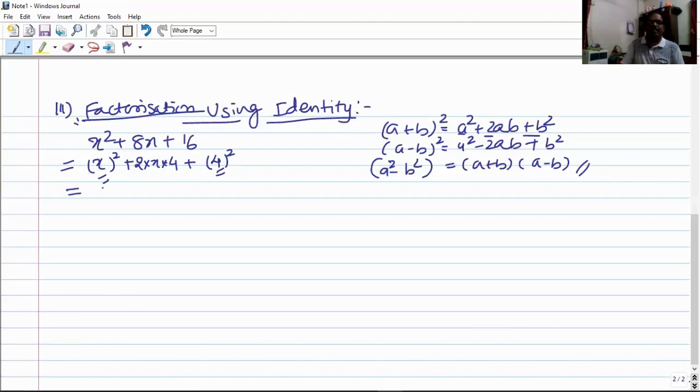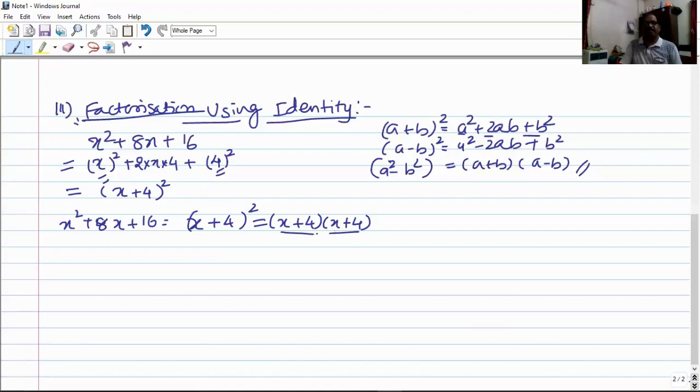So can I write it as (a plus b) the whole square, where a is x and b is 4? Yes, I can write it as (x plus 4) the whole square. So in this way I can say that x square plus 8x plus 16 is equal to (x plus 4) the whole square. Understood students? Either you can write (x plus 4) the whole square, or we can write the same factor 2 times, that is (x plus 4) into (x plus 4). So these are the factors for the given algebraic expression. Understood students? Yes, this is the first type.